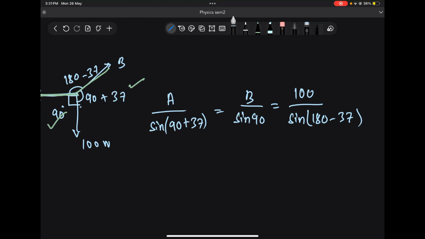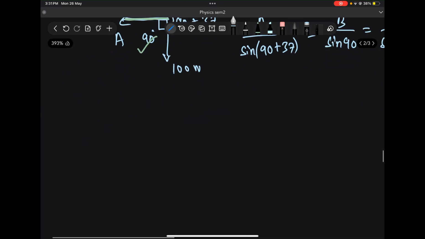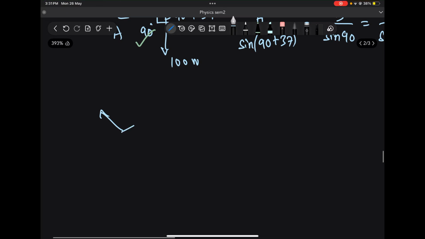Lami's theorem can also be applied to more than 3 forces, and the easiest way to do this, let's say I have forces like this.